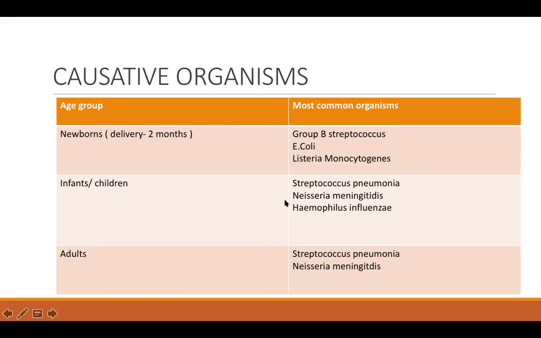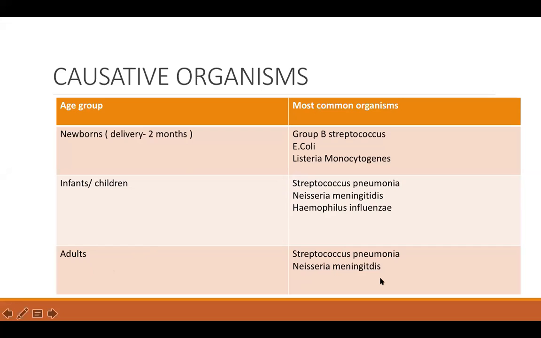The most common organisms are these two, Streptococcus pneumoniae and Neisseria meningitidis. After that comes Haemophilus, not so much. It's nice to know, but it's not as important as these two. For adults, it's similar. It's Streptococcus pneumoniae and Neisseria meningitidis.